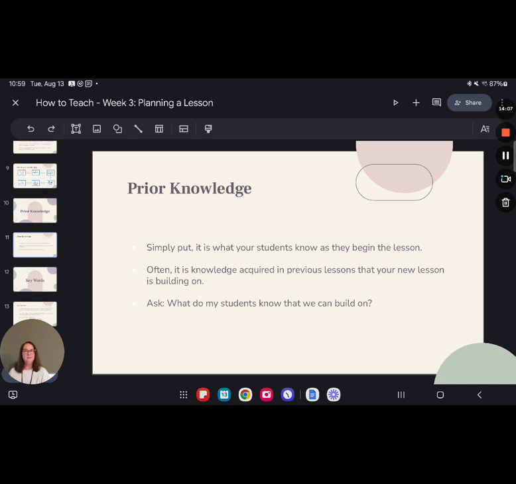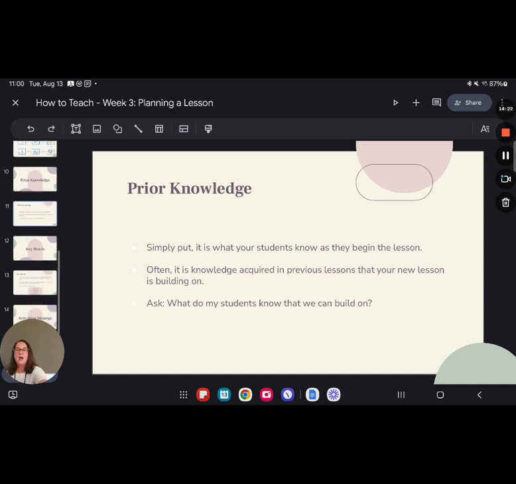And then you would ask yourself, what do my students know that we can build on? So if it is lesson number 2 in a series of 8, what do I know you know? What information do I know you have acquired? And how am I going to build on that?